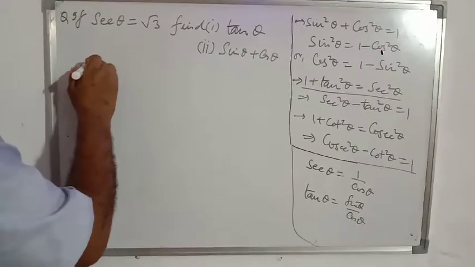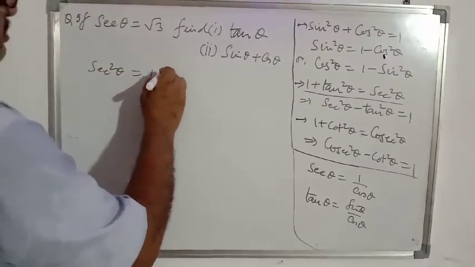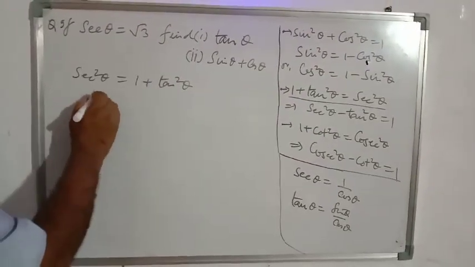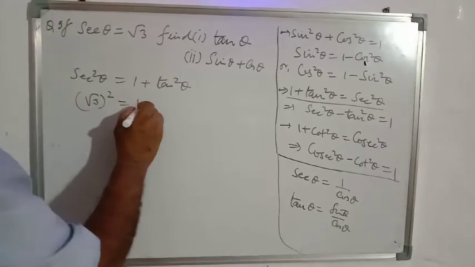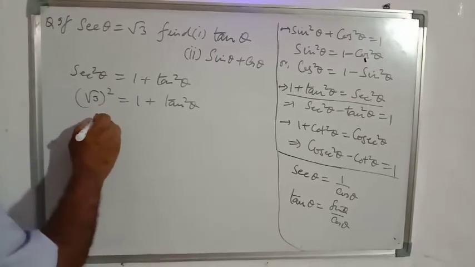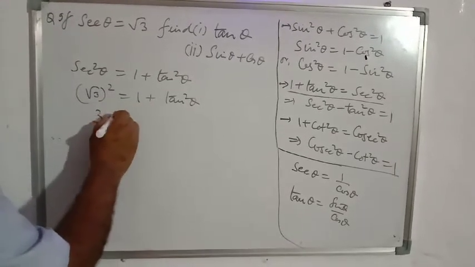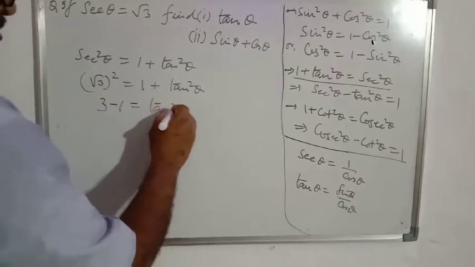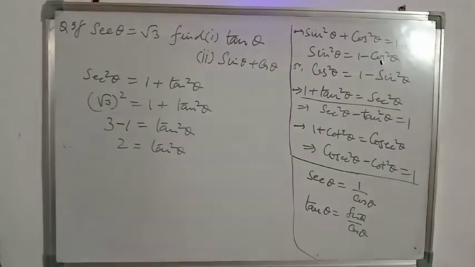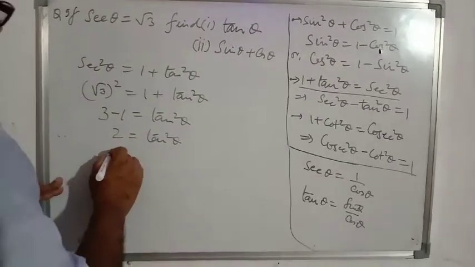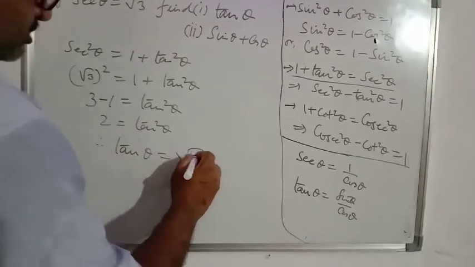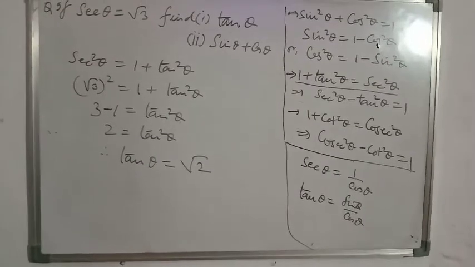So sec square theta is equal to 1 plus tan square theta. Put the value of sec theta, root 3 square, 1 plus tan square theta. Root 3 square is 3, and transpose 1 to the left side. So tan square theta is equal to 2. So therefore, what will be tan theta? We will take the square root. So tan theta is equal to square root 2.